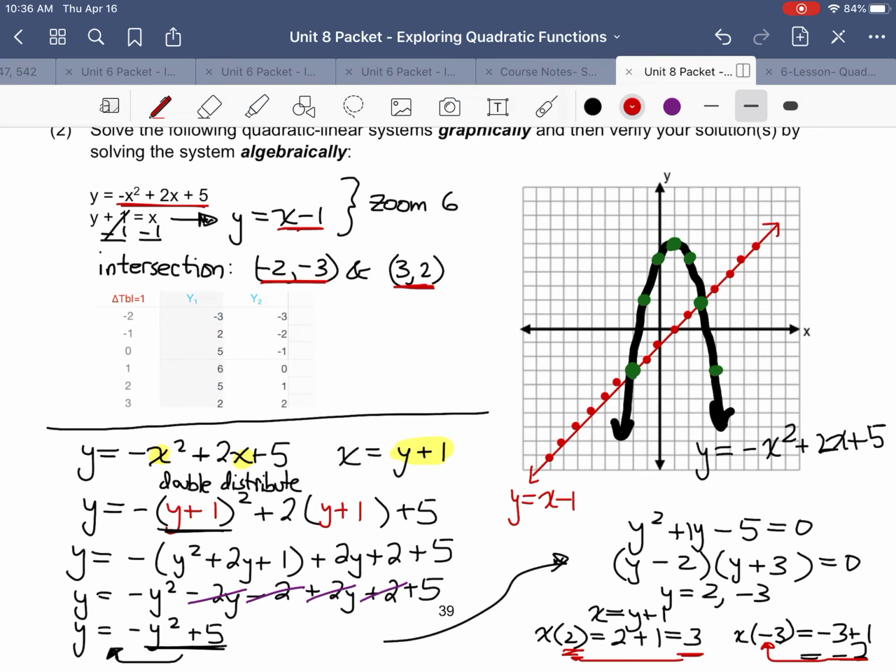All right, so we have two unique methods for finding the same solution. And there it is.